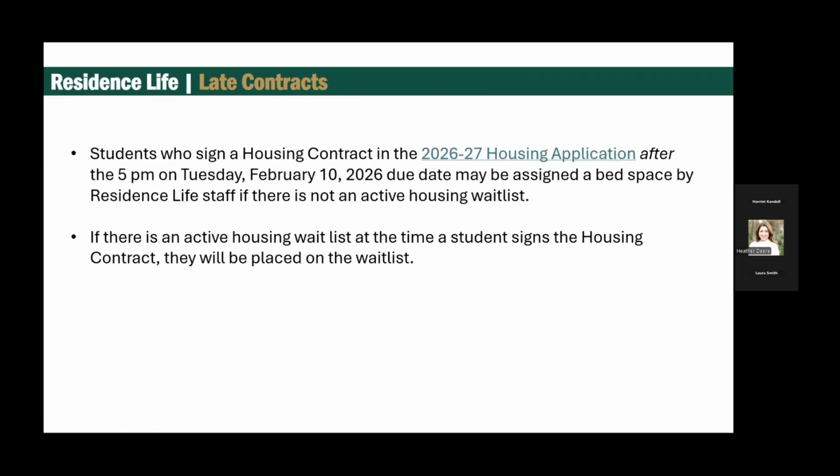So students who sign a housing contract late, and so that after 5 p.m. on Tuesday, February 10th, they'll be assigned a bed space by residence life staff, but you wouldn't be eligible for a room time slot sign up. So providing there's not an active housing wait list that we don't anticipate, but you never know. Residence life staff, so when we say that, it would be our assignments team, will then assign students to open bed spaces. And so just keeping in mind that there is a difference between signing a housing contract at 4:59 p.m. that Tuesday versus 5:05 p.m. It is that short of a window that could put you out of the running for being able to go in and select your own room space.